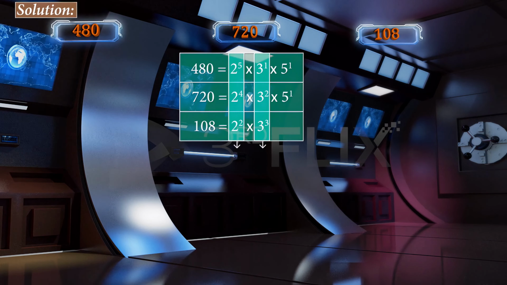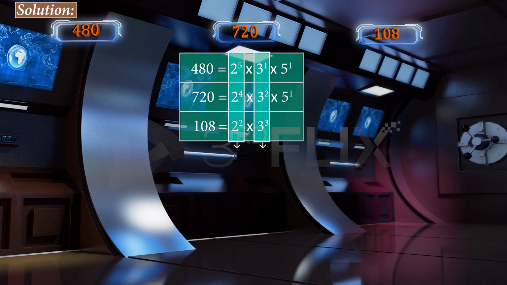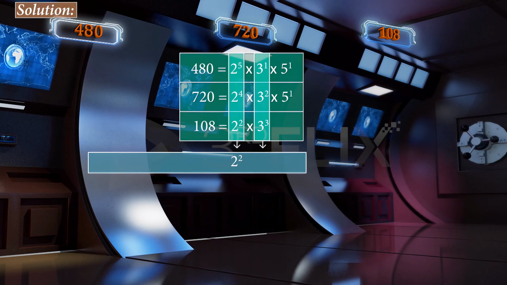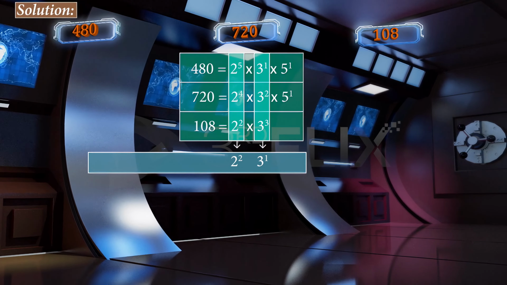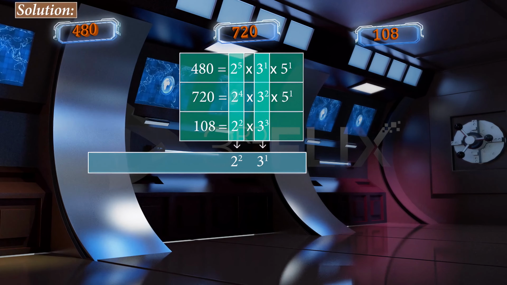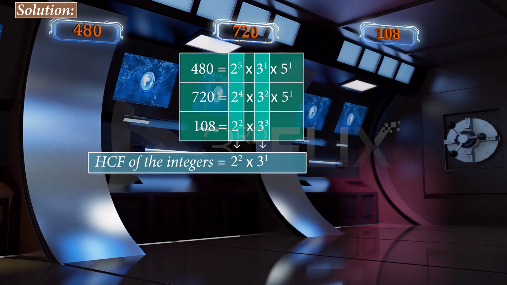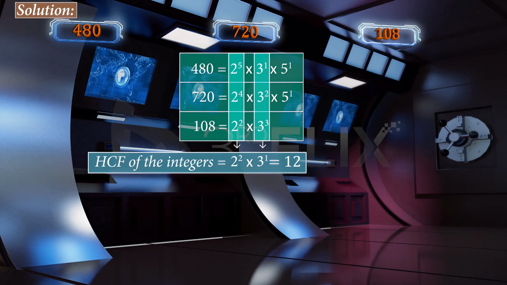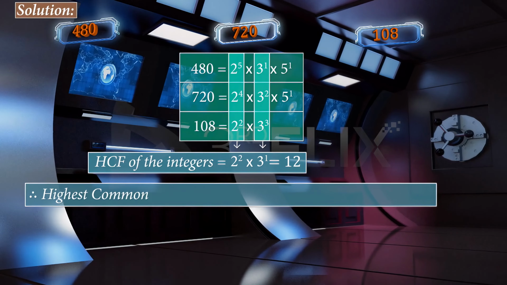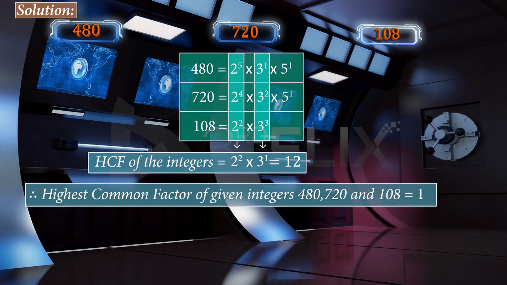Recollect the following. HCF is equal to the product of the smallest power of each common prime factor in the numbers. Here we observe that 2 power 2 and 3 power 1 are the smallest powers of the common prime factors 2 and 3. Using the above, HCF of the integers is equal to 2 power 2 into 3 power 1, which is equal to 12. Therefore, the highest common factor of the given integers 480, 720 and 108 is equal to 12.